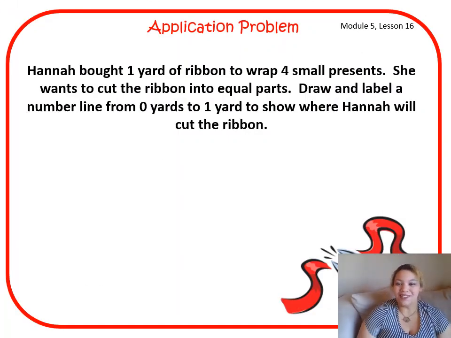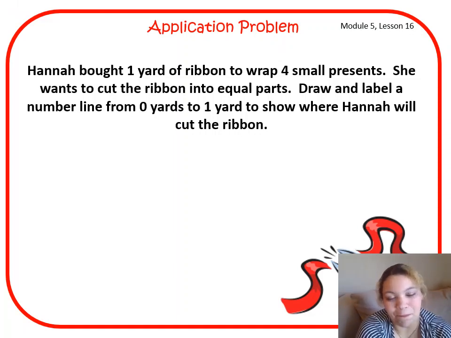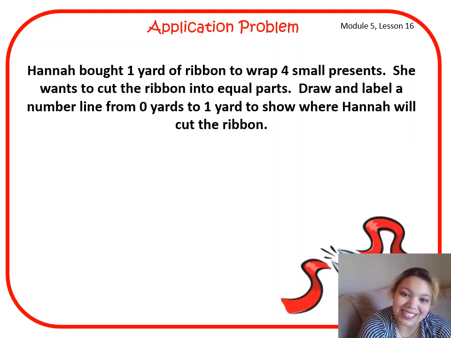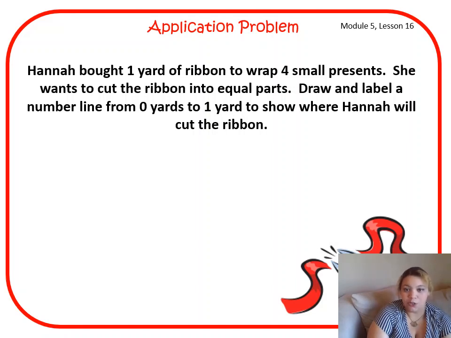All right, here's our application warm-up question for today. It says, Hannah bought 1 yard of ribbon to wrap 4 small presents. She wants to cut the ribbon into equal parts. Draw and label a number line from 0 yards to 1 yard to show where Hannah will cut the ribbon. All right, so first thing that we are going to do is let's go ahead and draw a picture of 1 whole yard of ribbon.